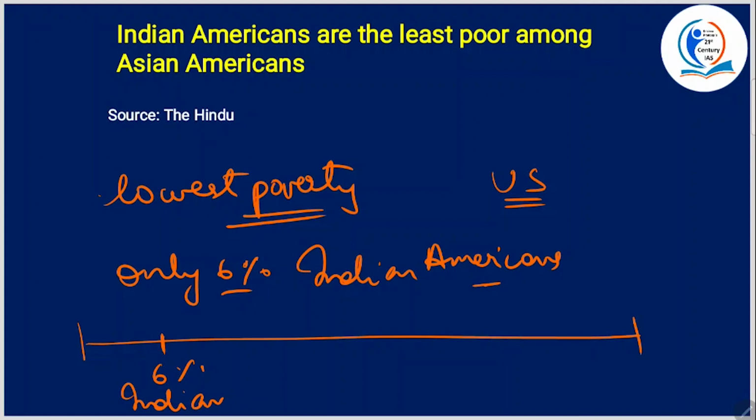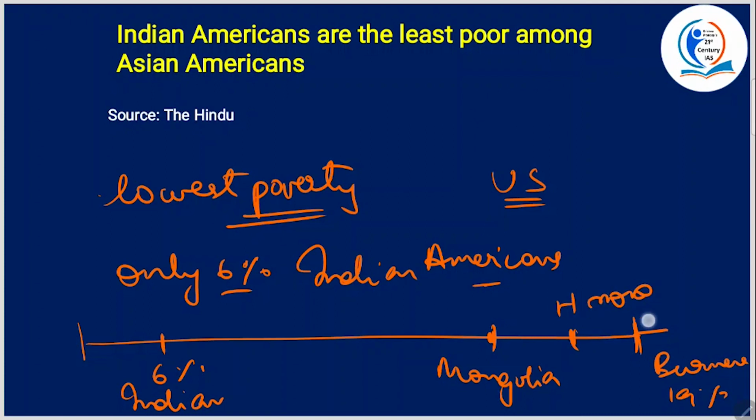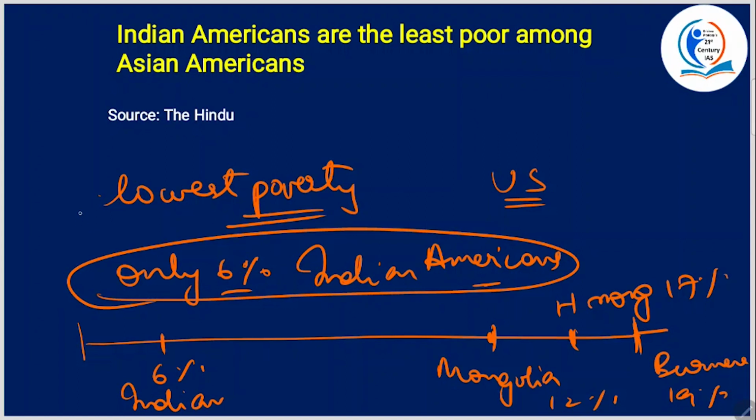Okay. Then which Asian American groups are poor? Burmese is the highest with 19%. The other one is Hmong, 17%. Mongolian is 12%. All right. So this is good news for Indian Americans.